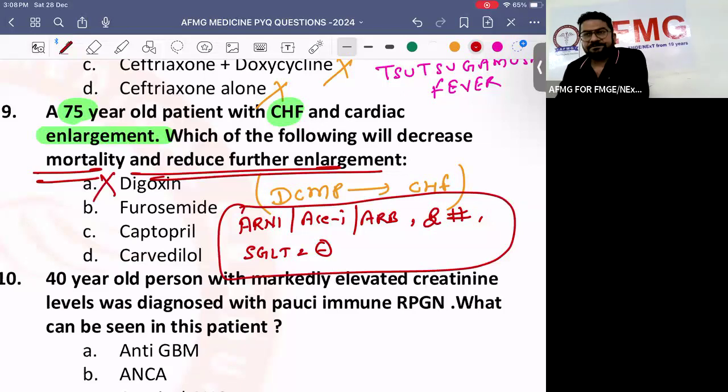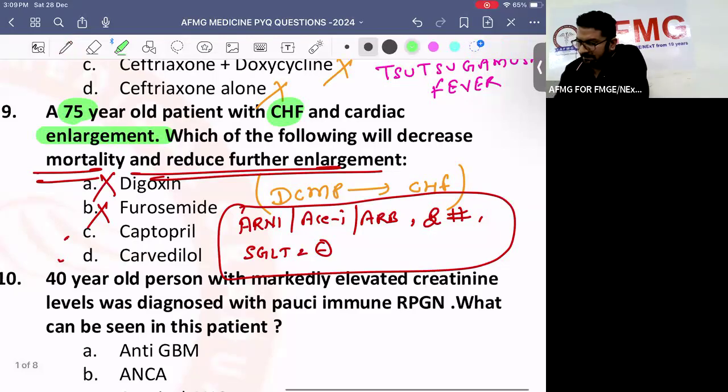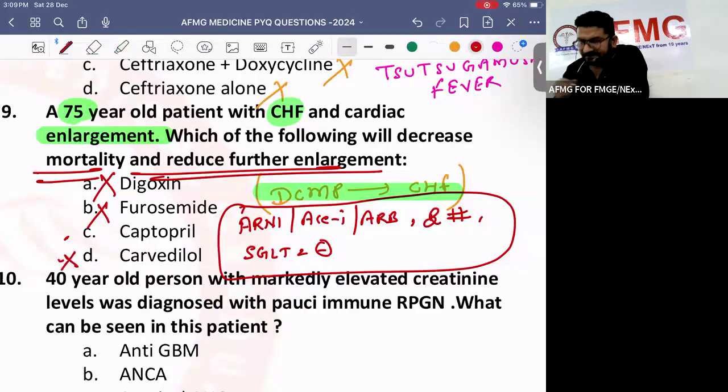Digoxin का mortality benefit नहीं है. Furosemide का mortality benefit नहीं है. अगर same question they are asking you like which drug is used to treat acute heart failure, then answer will be furosemide. Now you should be confused between C and D. So in some apps, the answer for this question is given carvedilol. In some app, you will see answer is given captopril. Now look at the question carefully. Patient को DCMP के बाद हुआ है, तो beta blocker is not the answer. Second reason for not having beta blocker is carvedilol is not just a beta blocker, it is alpha plus beta blocker.